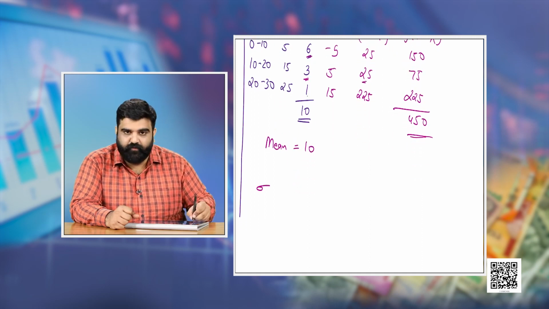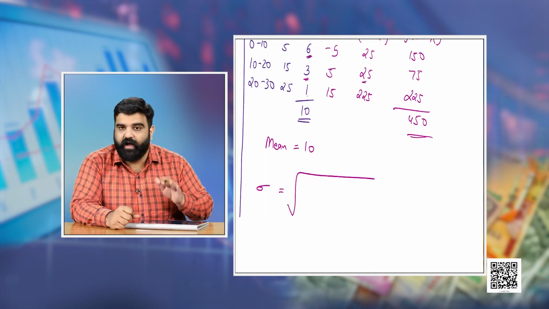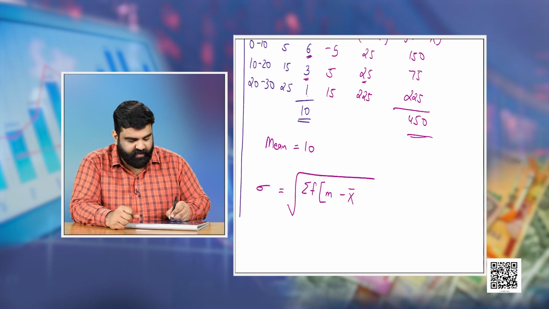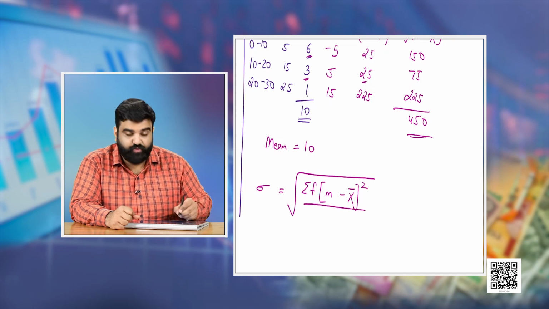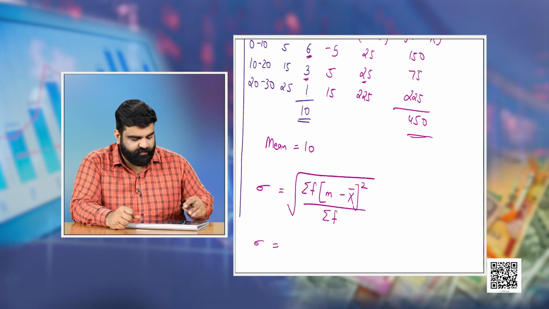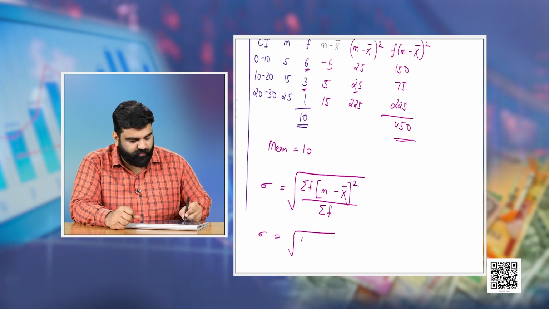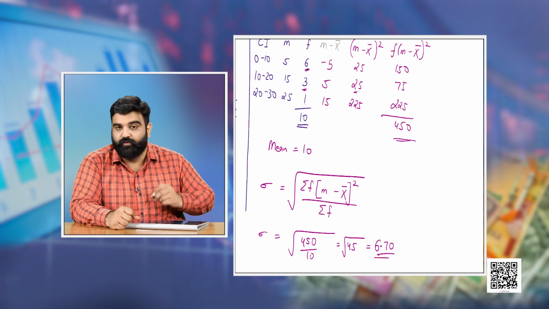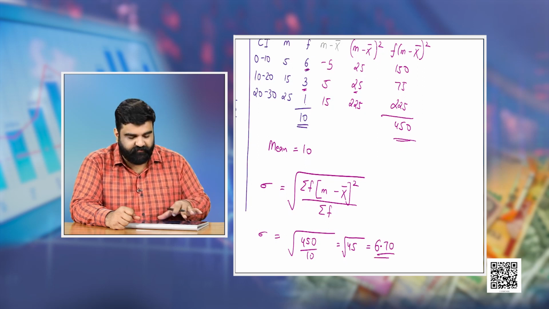Now, let us apply the formula for standard deviation according to the actual mean method. So, this will be the root of sigma f bracket m minus x bar, that is the mean, raised to the power of 2, upon sigma f. So, this will be root of 450 by 10, which will be root 45, and this will give me the answer as 6.70. This will be my standard deviation.